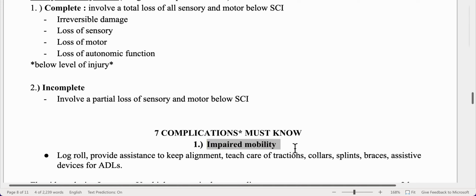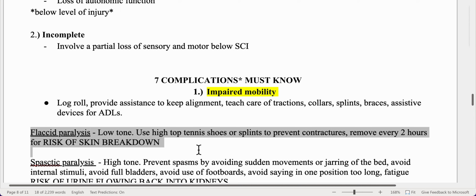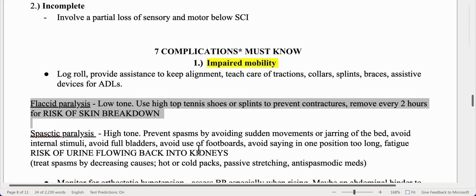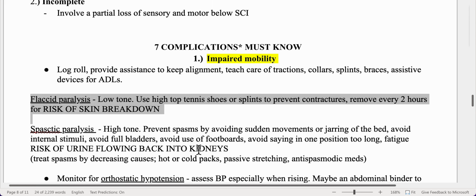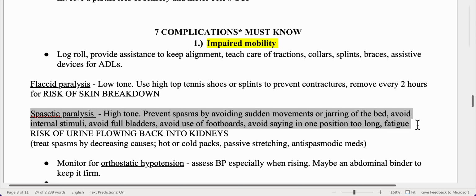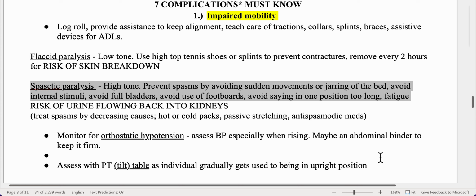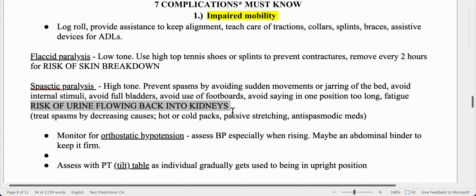Seven complications, must know. Impaired mobility. Log roll. Provide assistance to keep alignment, teach care of tractions, collars, splints, braces, assistive devices for ADLs. Flaccid paralysis, low tone, use high-top tennis shoes or splints to prevent contractures, remove every 2 hours for risk of skin breakdown. Spastic paralysis, high tone, prevent spasms by avoiding sudden movements or jarring of the bed.